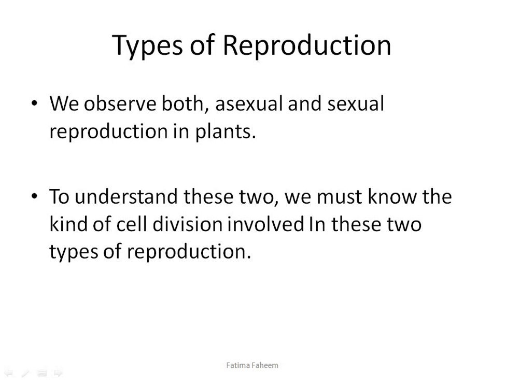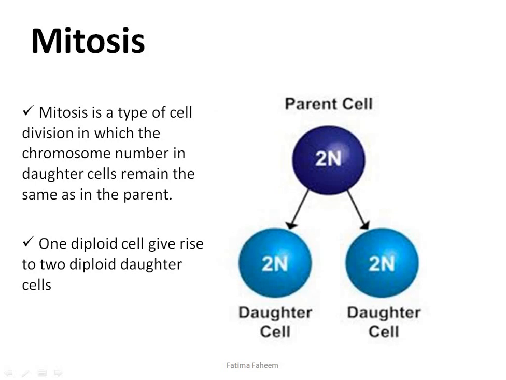And to understand these two, we must know the kind of division involved in these, namely mitosis, which we are going to see first. It's a kind of cell division in which the chromosome number in the daughter cells remains the same as in the parent. If you see in the diagram here, the parent cell is a diploid cell. A diploid cell is the one which is carrying the complete set of chromosomes. When this parent cell divides, it will give rise to two daughter cells. Again, both of them would be diploid, that is, they would contain the same number of chromosomes as in the parent cell.